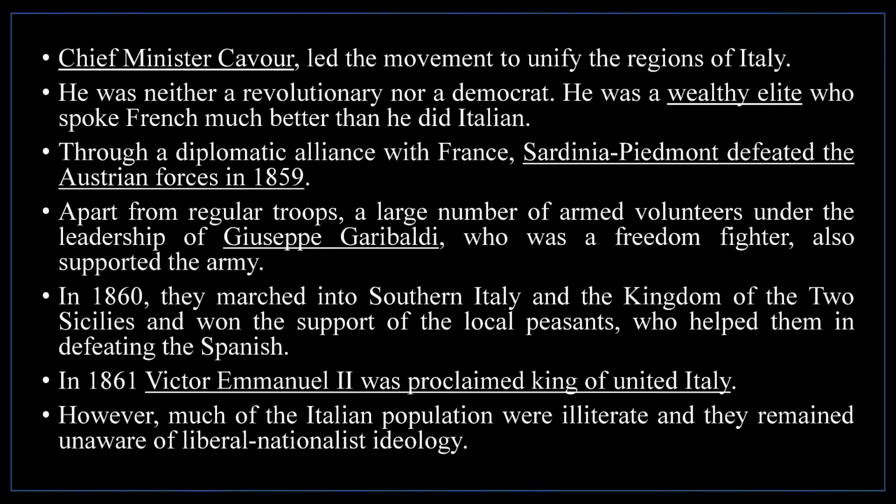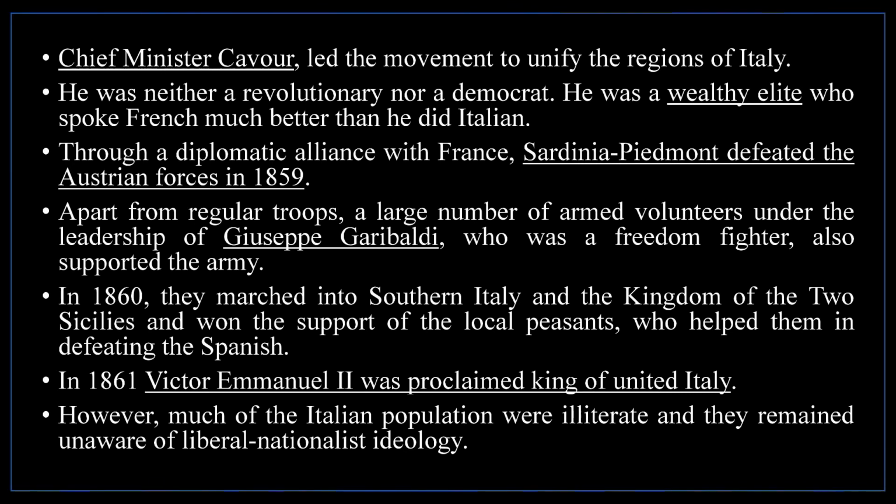Apart from the regular troops, a large number of armed volunteers under the leadership of Giuseppe Garibaldi, who was a freedom fighter, also supported the army. In 1860, they marched into southern Italy and the Kingdom of the Two Sicilies, and they won the support of the local peasants who helped them in defeating the Spanish. In 1861, Victor Emmanuel II was proclaimed the king of a united Italy.